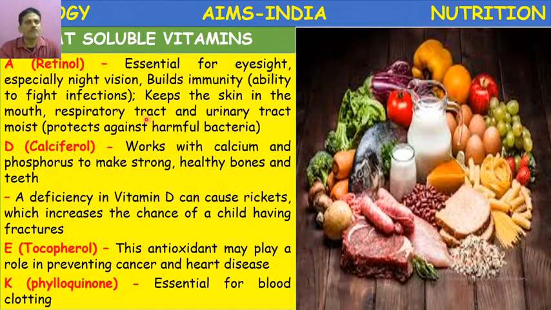Okay, children, what are fat soluble vitamins? Fat soluble vitamins are vitamin A, vitamin D, vitamin E, vitamin K. Vitamin A chemical name is retinol. Vitamin D chemical name is calciferol. Vitamin E chemical name is tocopherol. Vitamin K chemical name is phylloquinone.